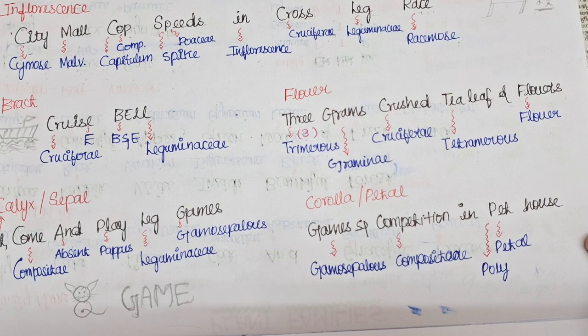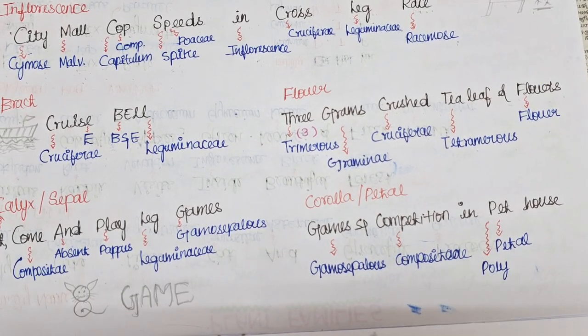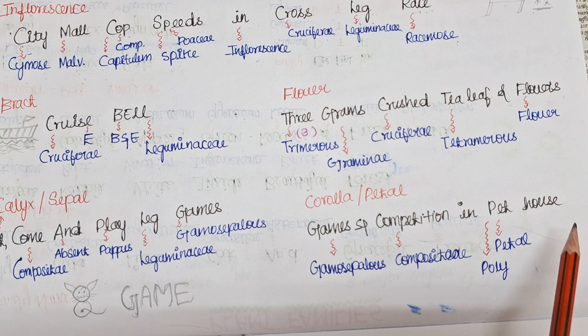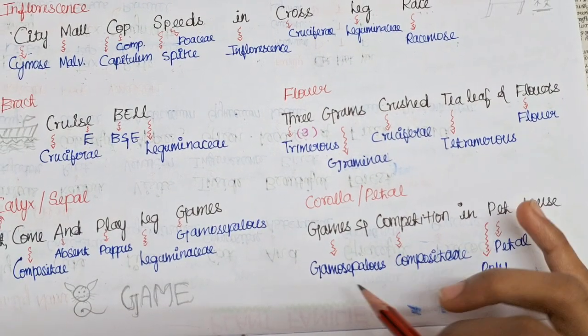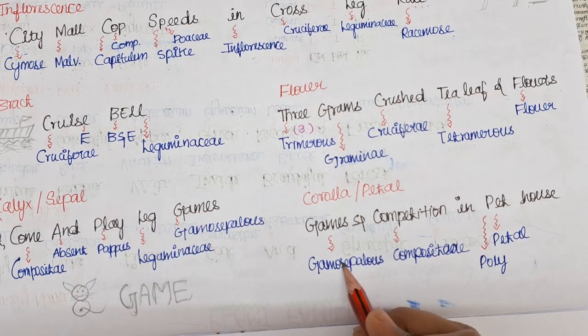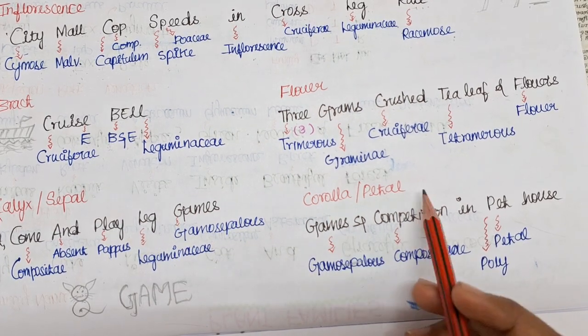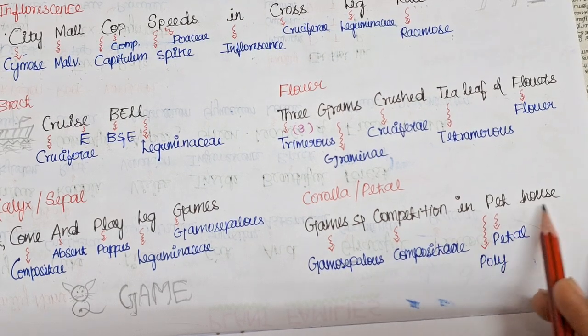Just a minute. Games and competition in pet house. Game is gamosepalous. Oh, it's wrong. Just a minute. It is gamopetalous. Okay, not sepal because it is corolla, right? So gamopetalous. I will correct it. Sorry for that. So games and competition in pet house.